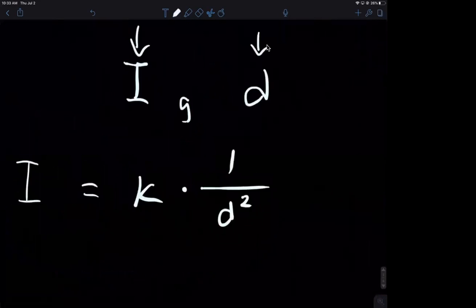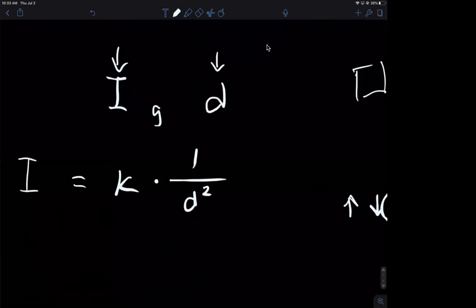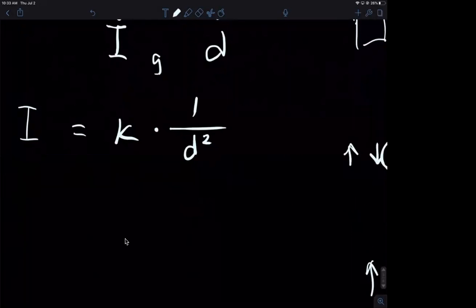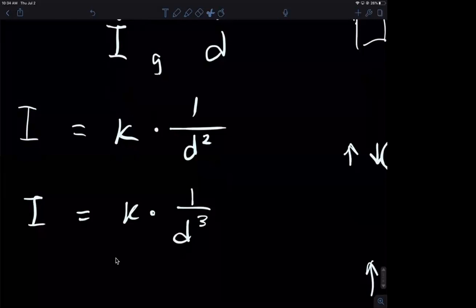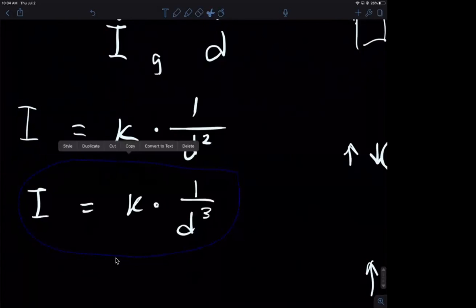It tells you all you need in the problem. It's telling you it varies inversely as the square of the distance. So it's the same as an inverse relationship except distance is squared. If instead the problem said it varies inversely as the cube of the distance, how would we write it? K times 1 over D cubed. Exactly, perfect. And that's all there is to it. It's just a type of relationship.